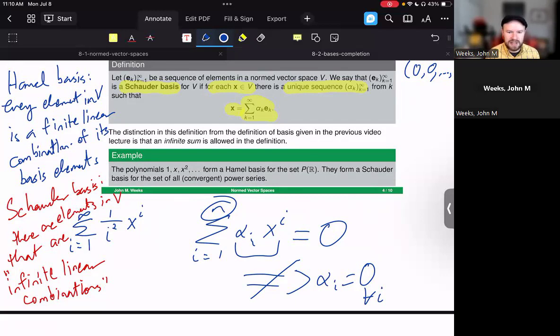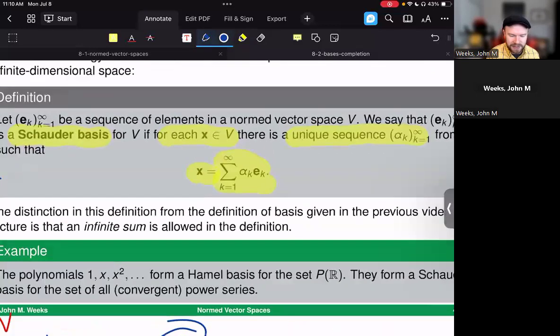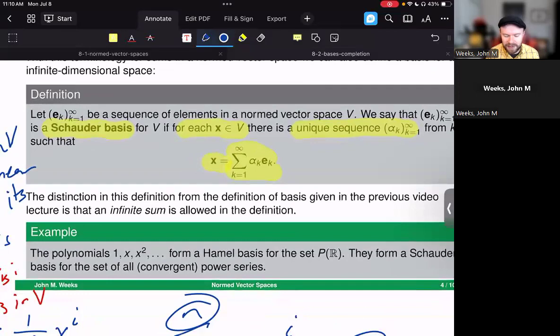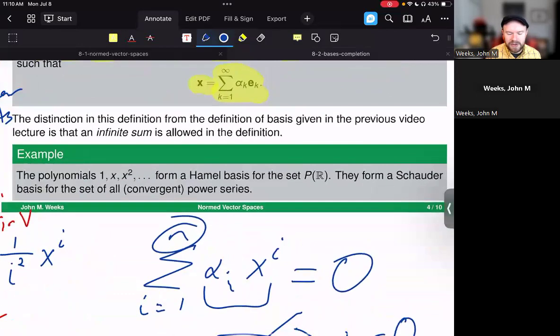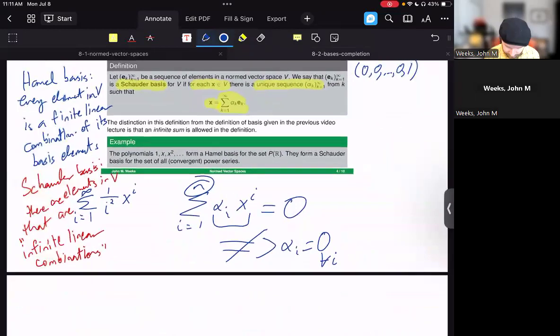Linear combinations are typically said to be finite sums, whereas infinite linear combinations are things of this form. So this is how we would write that. It's just an infinite sum is how we would write it. So here is that example that we were just spelling out. The polynomials form a Hamel basis for the set of all polynomials over the real numbers, and they form a Schauder basis for the set of all, and to be clear, these are convergent power series that eventually give you a function on whatever space that you're looking at.